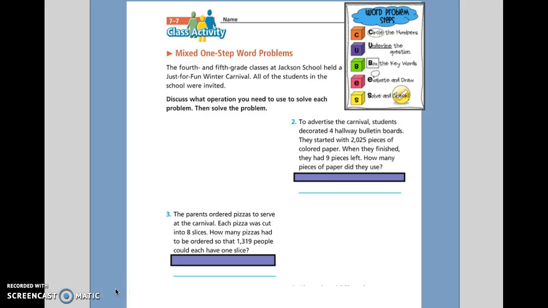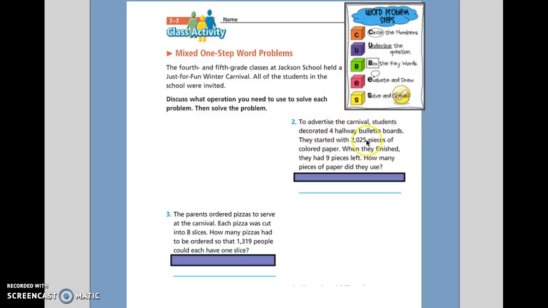All right, so let's practice these techniques with a couple of word problems. These are one-step word problems. It says the 4th and 5th grade class at Jackson School held a Just for Fun winter carnival. All of the students in the school were invited. It says discuss what operation you need to use to solve each problem, then solve the problem. So here's the first problem.